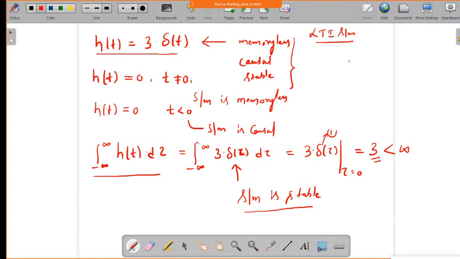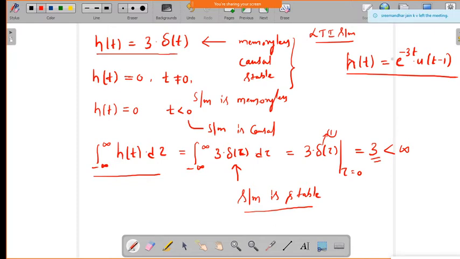Now find out for a similar problem, which is given by h of t equal to, do not take 3, we will take e power minus 3t into u of t minus 1. Now find out whether this LTI system is memoryless, causal, and stable. Just try to find it out.